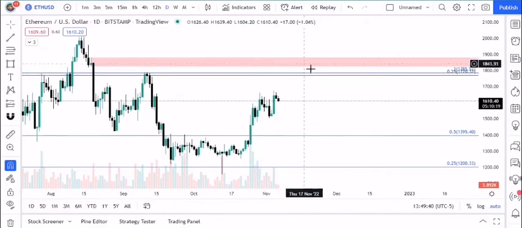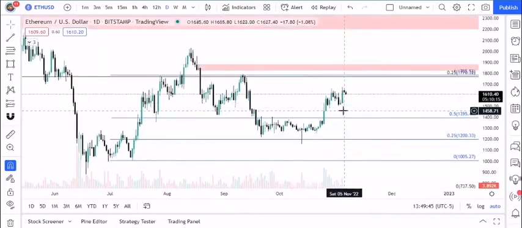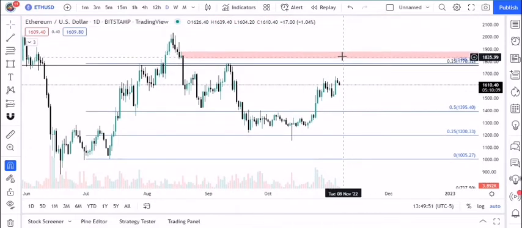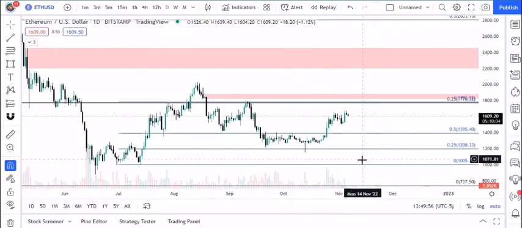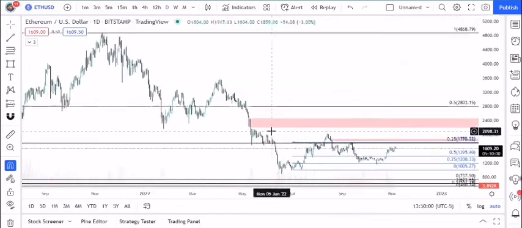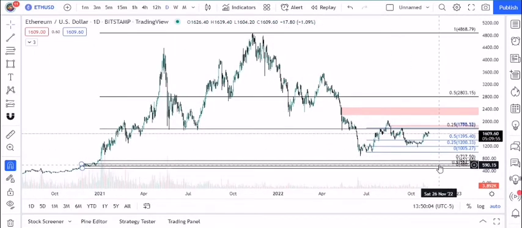and an important area for Ethereum to react off. If it wants to go higher, it must make it a support area, otherwise it will fall back from here to this mid-range and probably to this range low, take these equal lows, and eventually in coming months I think Ethereum will reach this base.